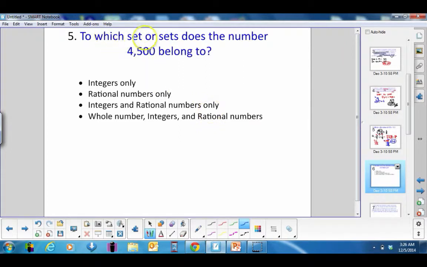Okay, to which set or sets does the number 4,500 belong to? Okay, 4,500. Now, we have all these categories here. Integers only, rational numbers only, integers and rational numbers only, whole numbers, integers, and rational numbers.